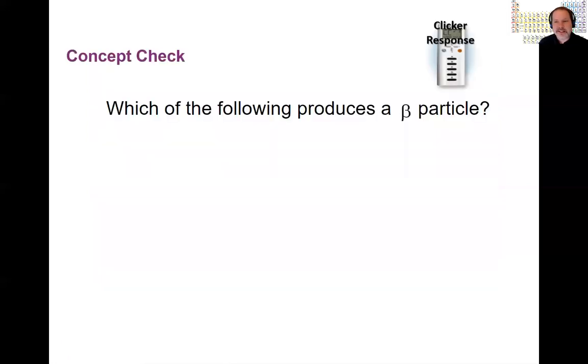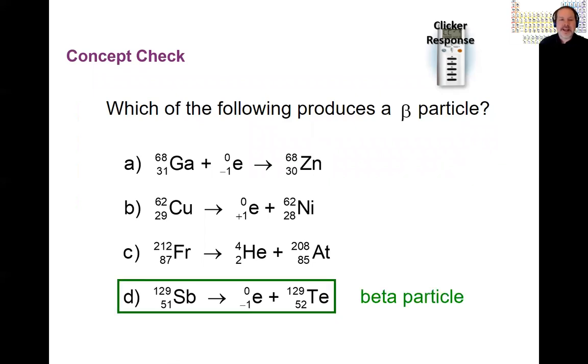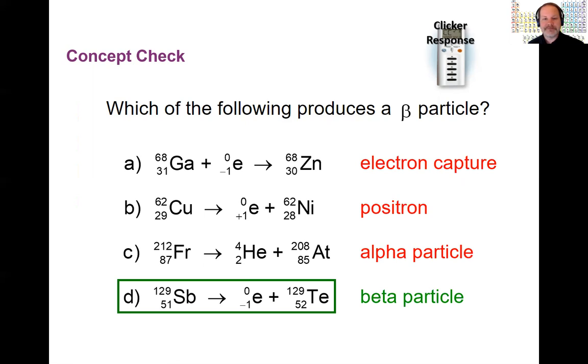All right, now looking at these chemical reactions here, which of the following produces a beta particle? A, B, C, D, what do you think? All right, you can always pause the video if you need some more time, but hopefully you'll notice that it was D that gives off a beta particle. A is an electron capture process, B is a positron emission, and C an alpha particle emission.